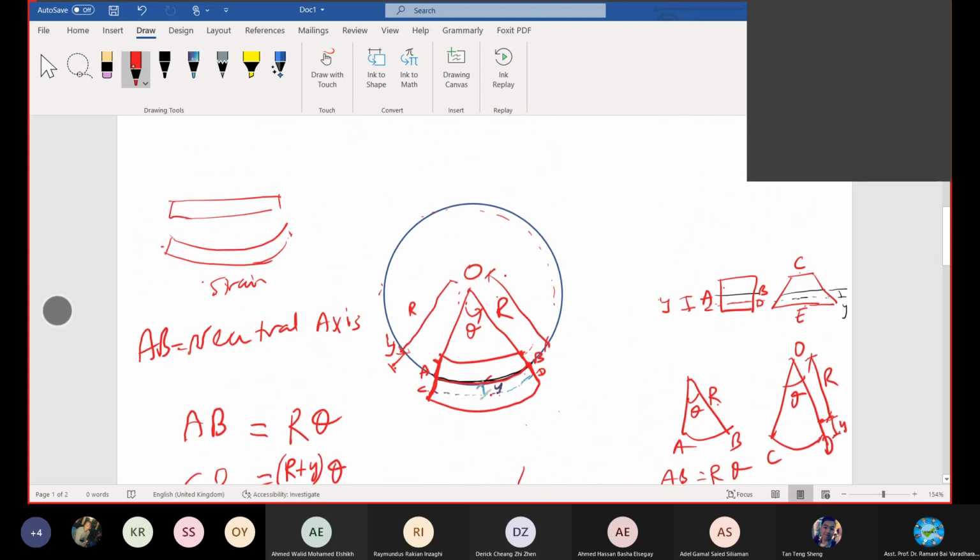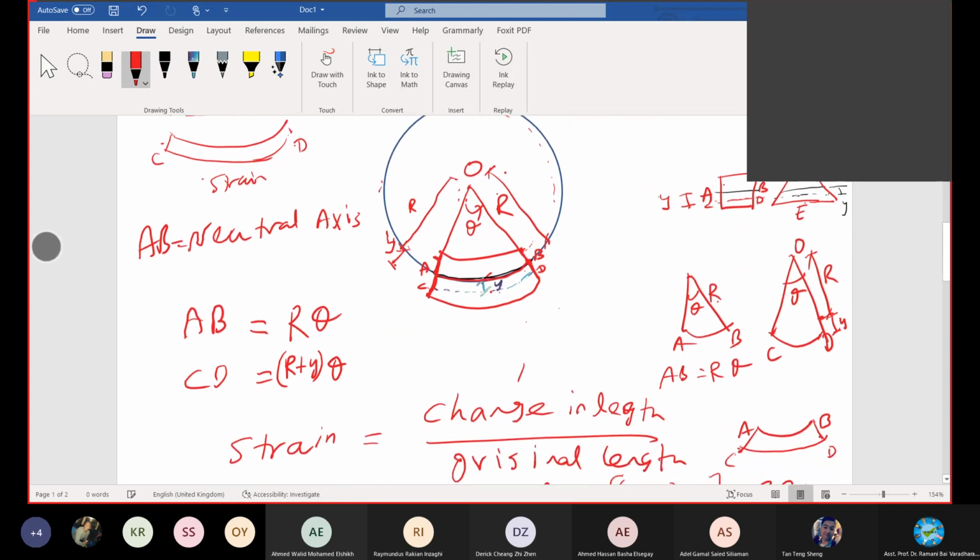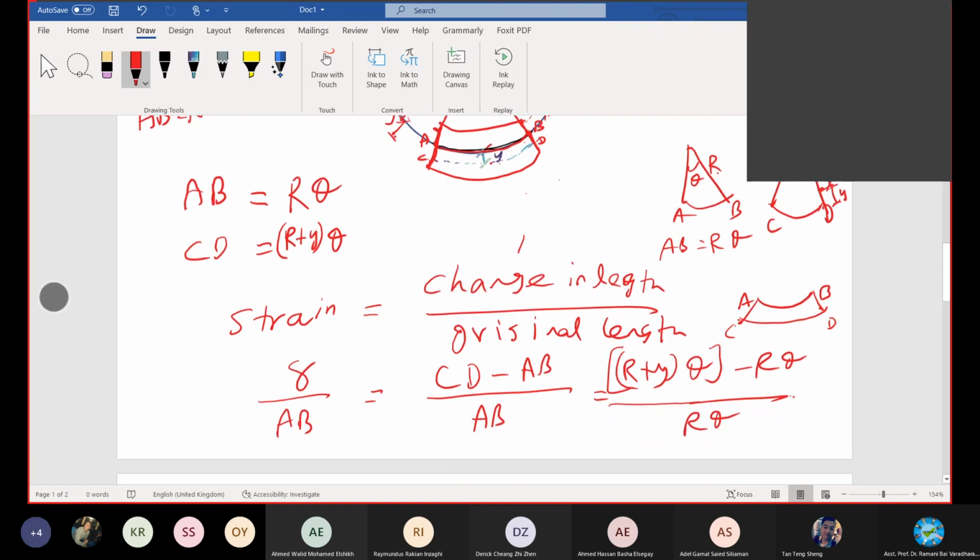Original length was AB, like this. The changed section we have chosen as CD, the extended one, as an example. You can take CD or towards the end of the section, or above or below any section you can check, because above and below the neutral axis the section has already changed. So you can choose a section here or here. I have chosen the section at CD at distance Y to know how much is the change in value of the deformed section. And by formula, change in length to original length is the strain.